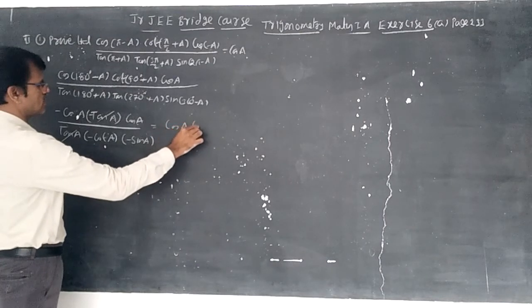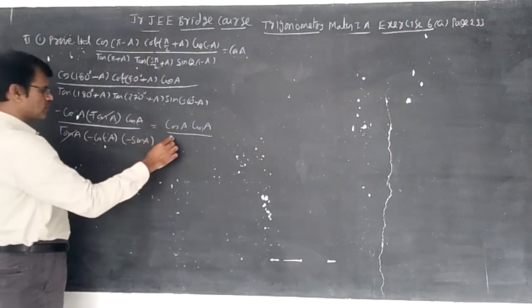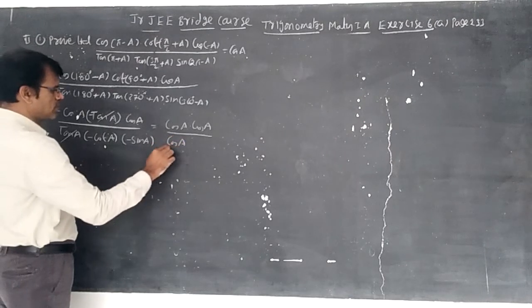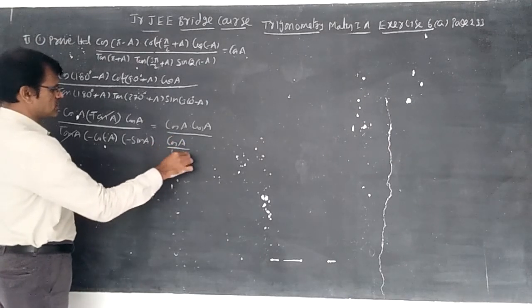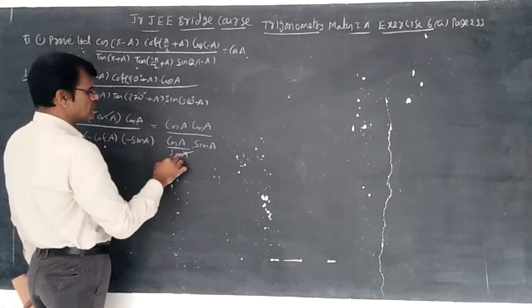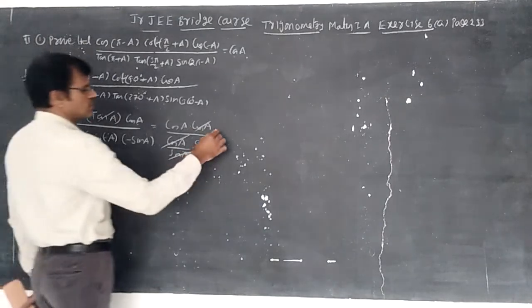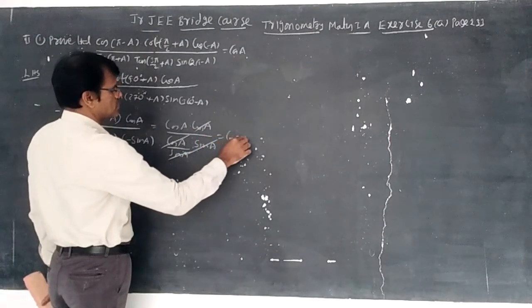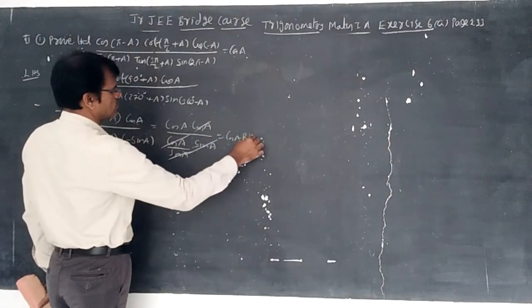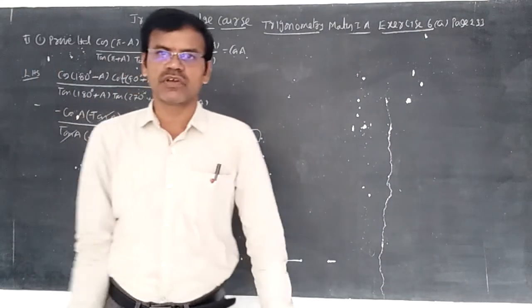You can write cos A into cos A, and minus of minus becomes plus. Cot A can be written as cos A by sin A, into sin A. So sin A gets cancelled, and this cos A gets cancelled. We got cos A. So it is RHS. From LHS to RHS we got the value.